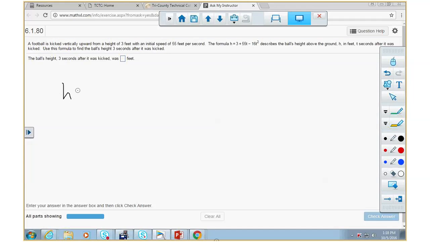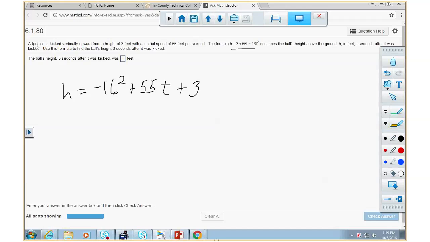H is equal to negative 16t squared plus 55t plus 3. I'm turning it around where we can understand it. Plus 3, because that's the way you write it. I don't know why they write it like this. It just messes students up.